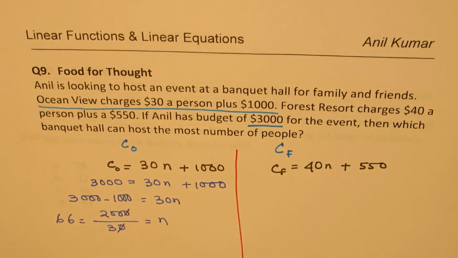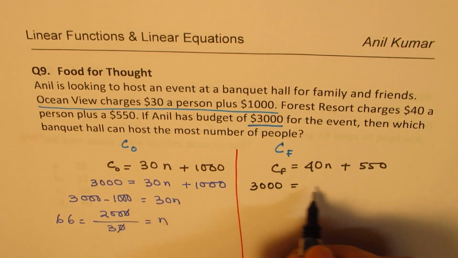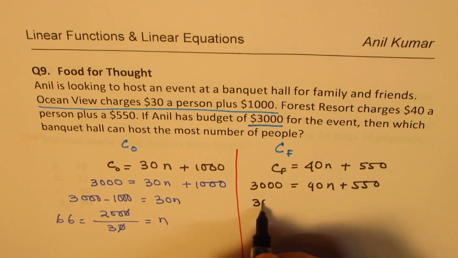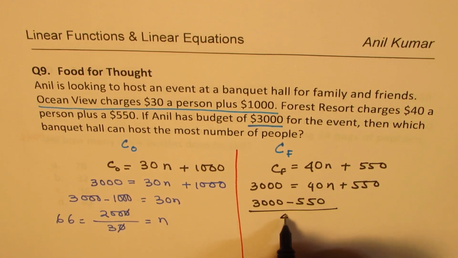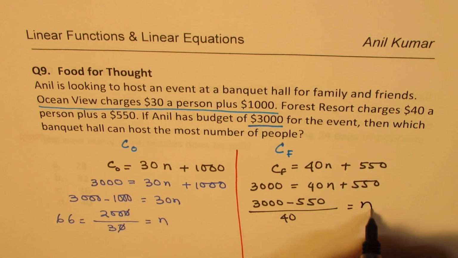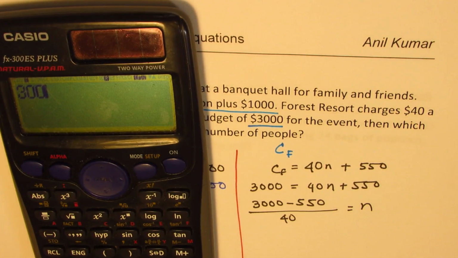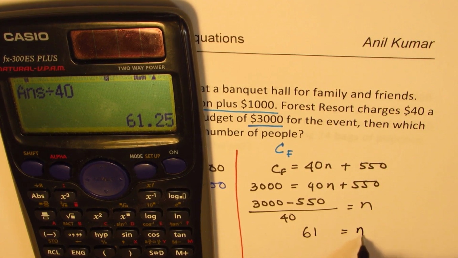The other one here is, we know this is 3,000, that is our limit, equals 40n plus 550. So we do 3,000 minus 550, right? Divide this by 40. We did all this here, equals n. You can use your calculator if you want to. 3,000, it is allowed, right? So for these questions which I have designed, it is allowed. Divide by 40 and it is equal to approximately 61. So we'll just leave it at 61.